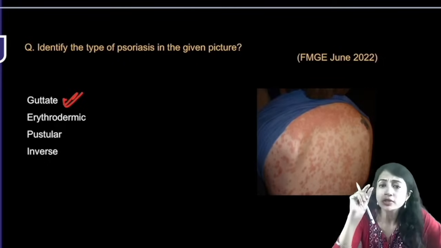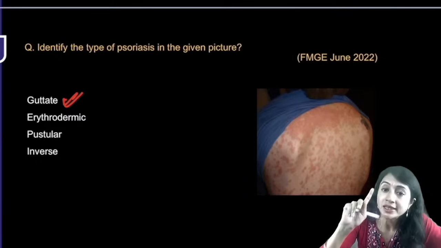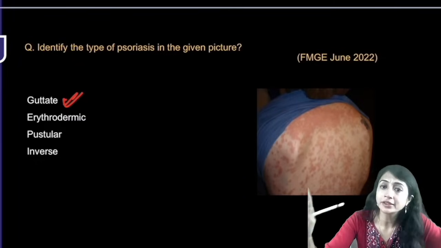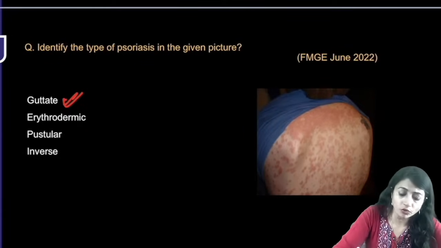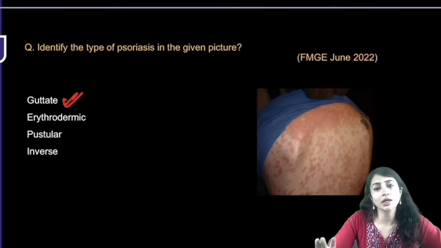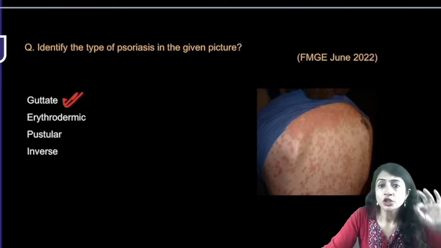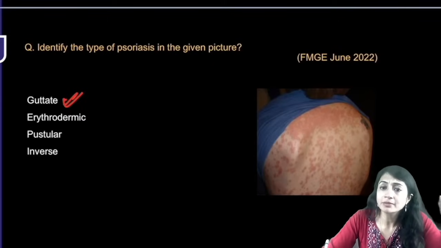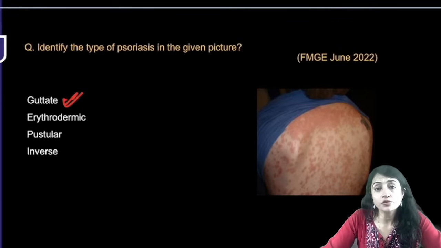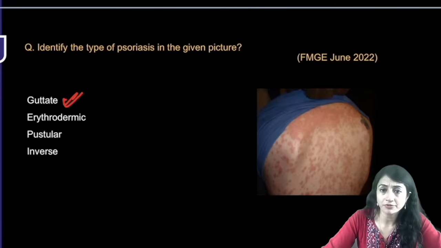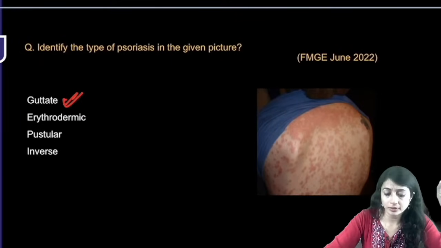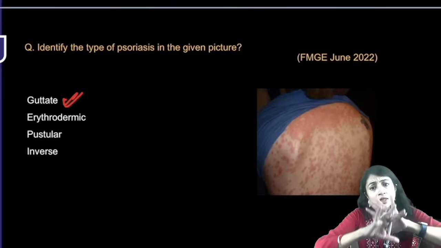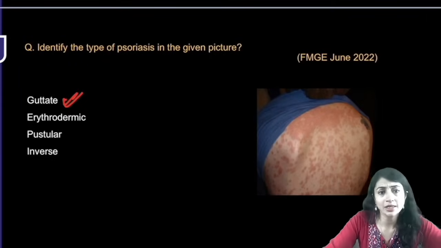Why? Because you're seeing small, less scaly plaques on the trunk. I know it may be a bit confusing. Erythrodermic would have diffuse redness and scaling. So erythrodermic is when erythema and scaling involves more than 90% of the body surface area. So there in the image you will not see so many left out areas. You will see a generalized redness, a generalized scaling.